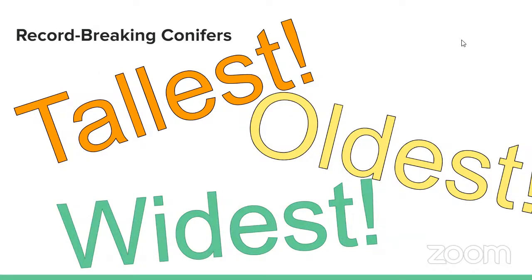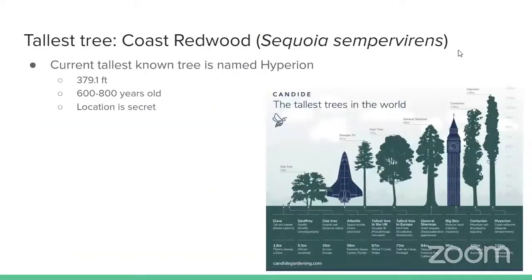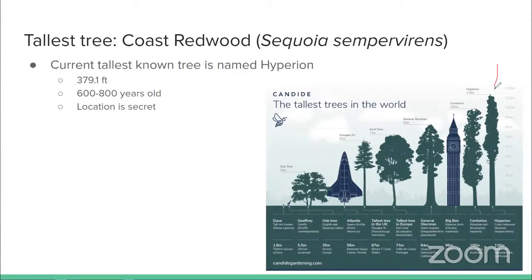So take a look at some of our very tall, very old, very wide conifers. Our tallest tree is the coast redwood, Sequoia sempervirens. They've actually named the tallest trees. People go out into the woods and try to find the tallest tree, and they name some of the really special trees. The current tallest tree is a tree known as Hyperion, and they won't tell us where it is. We try to protect these really ancient, really tall, really extreme trees because they took a long time to grow.